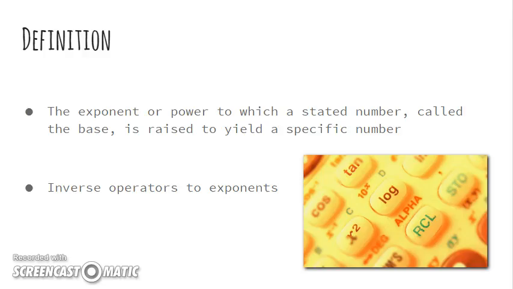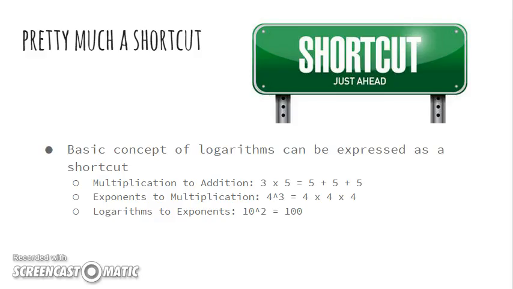So, what are they? Sounds like a pretty complicated concept to me, right? Wrong. They aren't as complicated as they seem. The definition of logarithms from Khan Academy is the exponent or power to which a stated number, called the base, is raised to yield a specific number. Now that definition is also kind of confusing, so the simple definition given by me is that logarithms are the opposite of exponents. I find that's a little easier to wrap my head around.